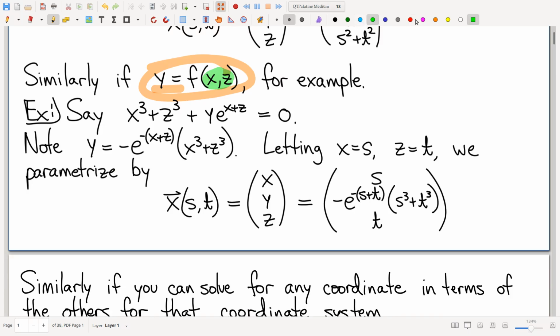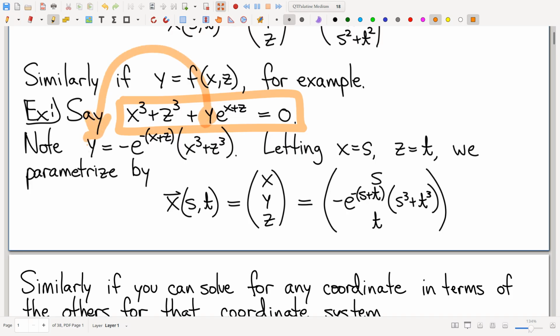And so, for example, here in this given equation, if you look at this equation right here, it's not given as a graph, but it is a graph. You just have to manipulate things around a little bit. You have to actually solve for y, but it is perfectly doable to solve for y. And y is that function of x and z. Everybody see that?